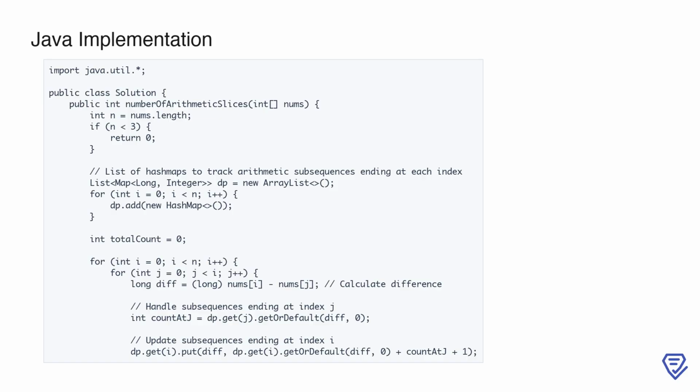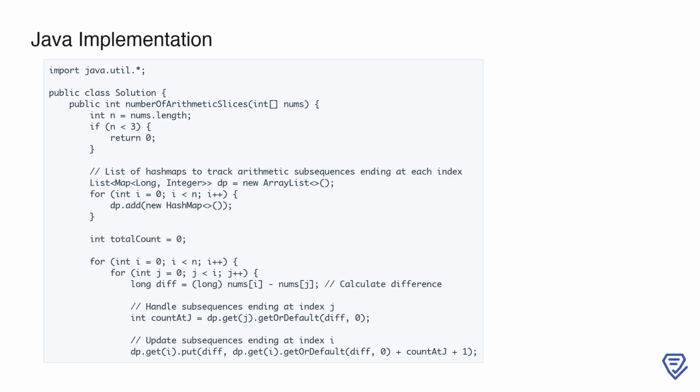Next, we create a list of hash maps, called dp, where each hash map corresponds to an index in the array. These hash maps will store the difference between elements as keys and the count of subsequences with that difference ending at the current index as values. This allows us to efficiently track the arithmetic sequences as we iterate through the array. We then initialize a variable total_count to keep track of the total number of valid subsequences.